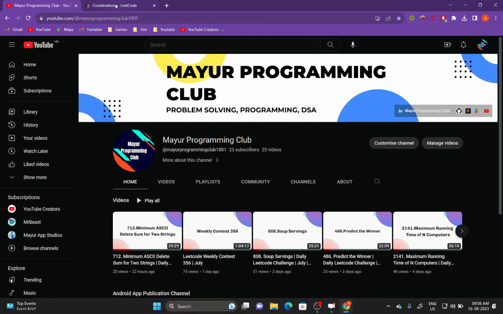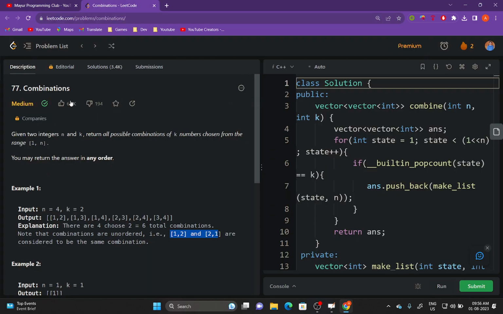Today we'll be solving another daily LeetCode challenge, and the challenge name is Combinations. The challenge statement is like this: given two integers n and k, return all the possible combinations of k numbers chosen from the range 1 to n. You may return the answer in any order.